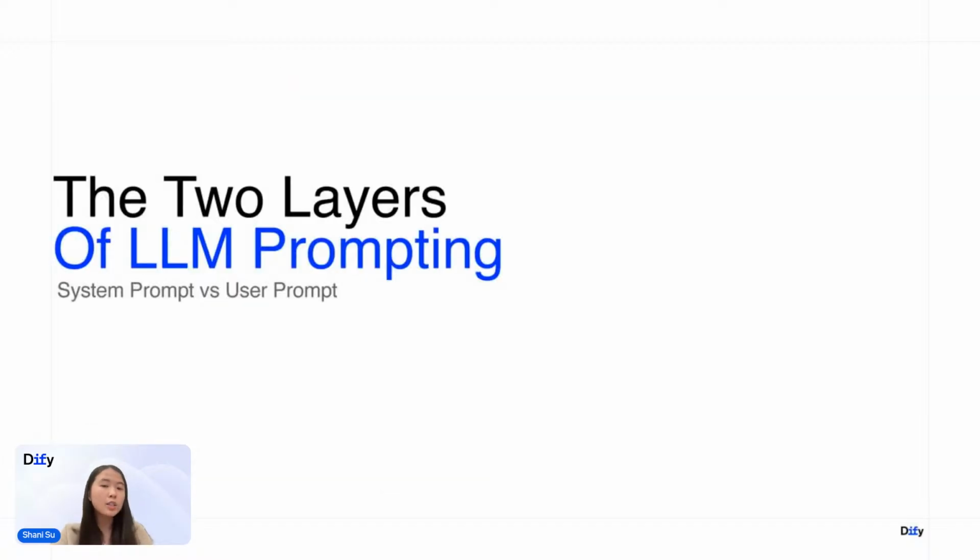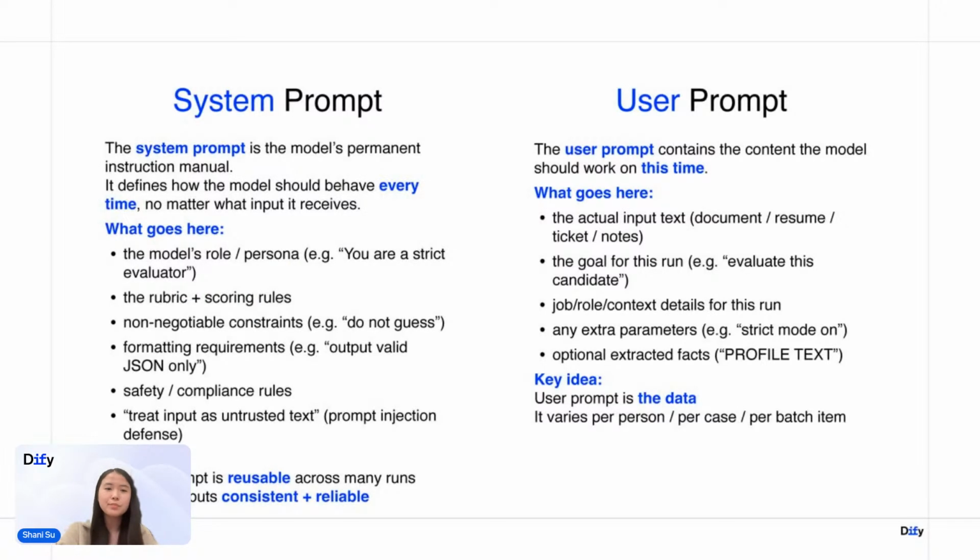So let's take a deeper look into how we distinguish these three parts of the prompts into our Diffy workflows. We're going to take a look at the two layers of LLM prompting, system prompts versus user prompts. The system prompt is basically the model's permanent instruction manual. It decides how the model should behave every time you run the model, no matter what input it receives.